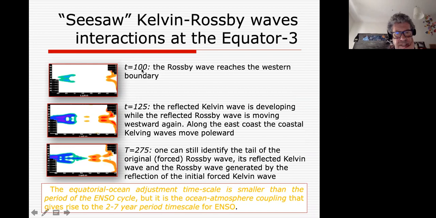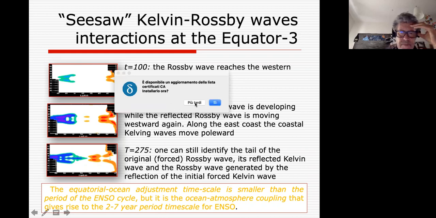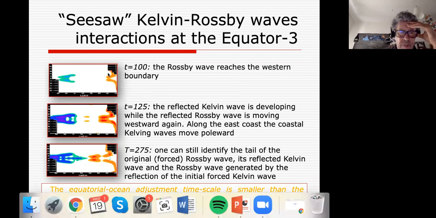After 100 days, the Rossby wave reaches the western boundary, while the Kelvin wave here begins to propagate poleward in the form of coastal Kelvin waves.